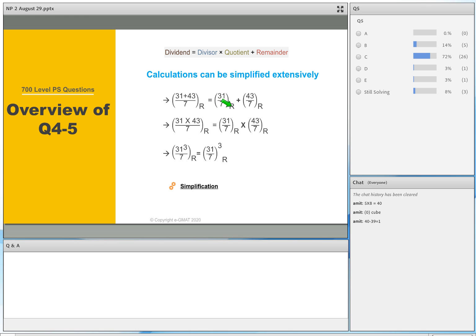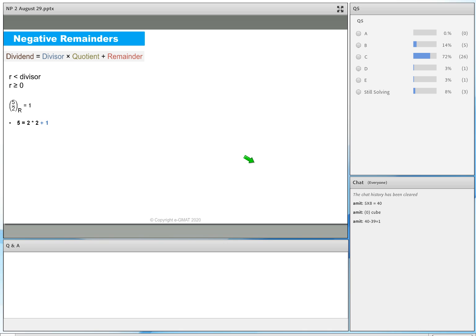This is an overview of the two questions we saw, addition, multiplication. You can separate them. This overview, after this now, let's go into one more magical thing, negative remainders, and see how this is going to make calculations faster.